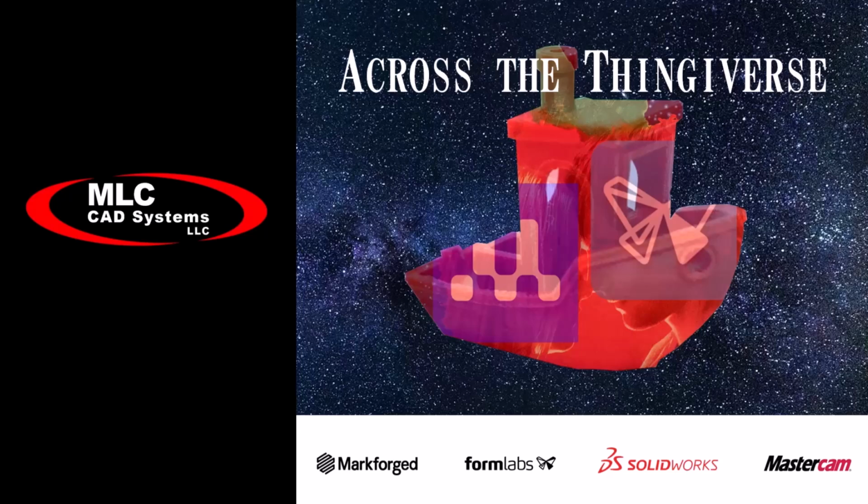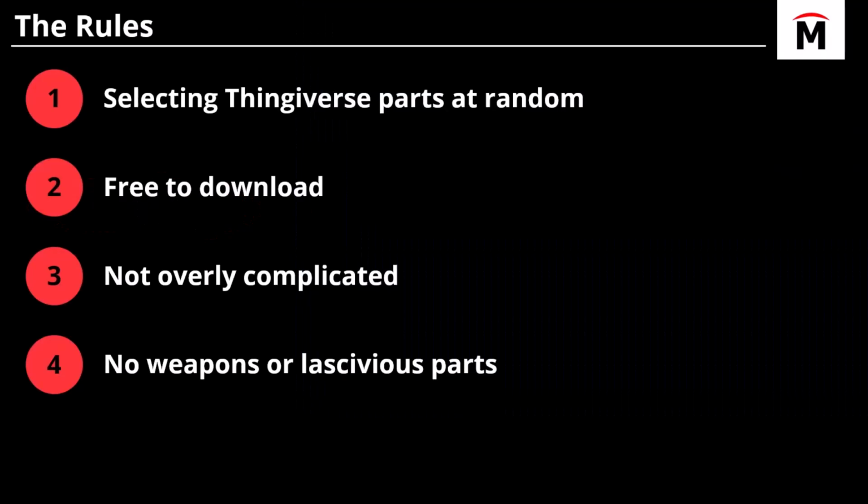Now, this is the second video in the series, our last video being on slicing for FDM printing. And in that case, we were using Eiger, which is Markforged slicing platform. And as before, we're going to be following the same rules. So we're going to be using Thingiverse, slicing parts using a random number generator. We are only going to be slicing parts that are free to download. We're not paying for anything.